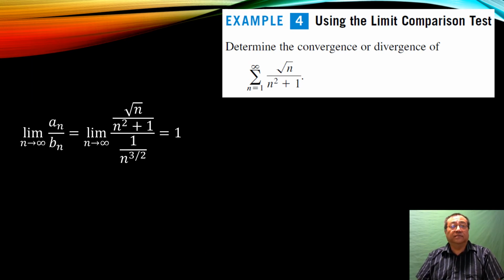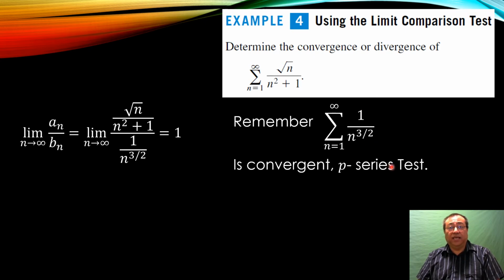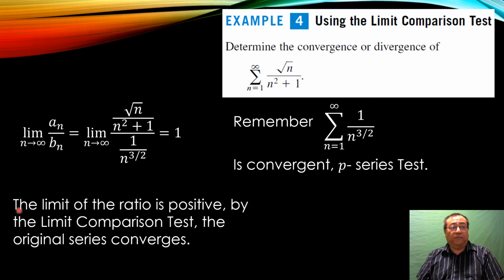All right. So we had this convergent P-series, and the limit of the ratio is positive, which was 1. By the limit comparison test, the original series also converges. So this is just restating what I said in the last slide.